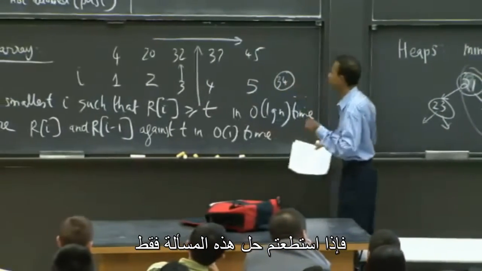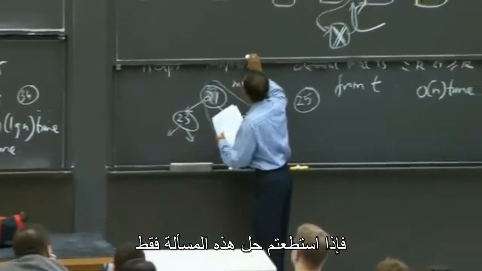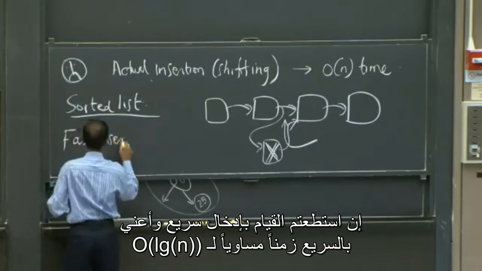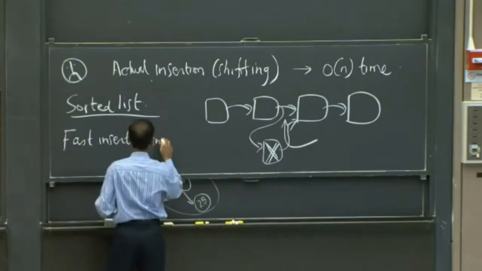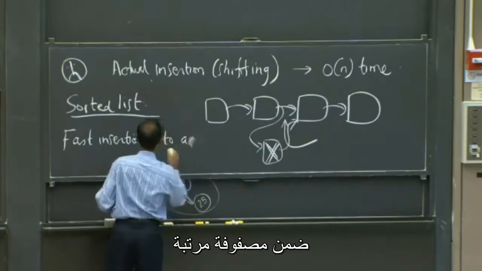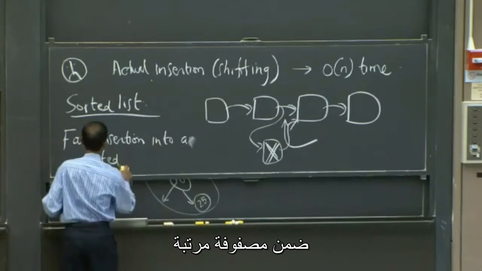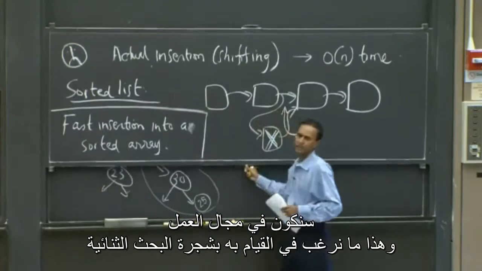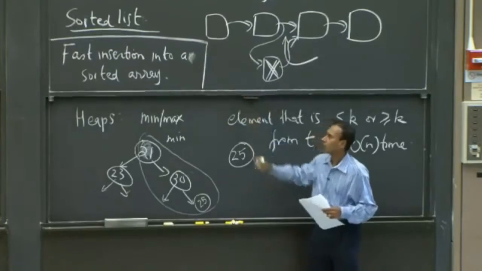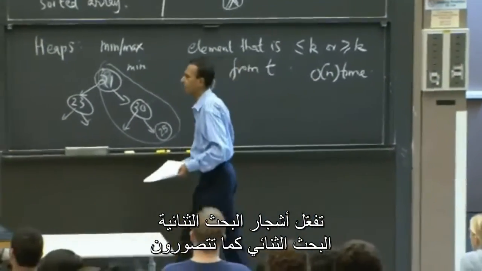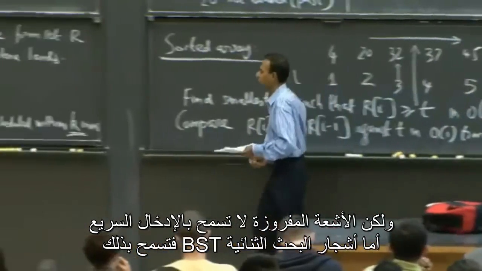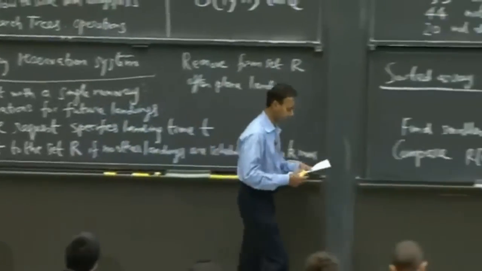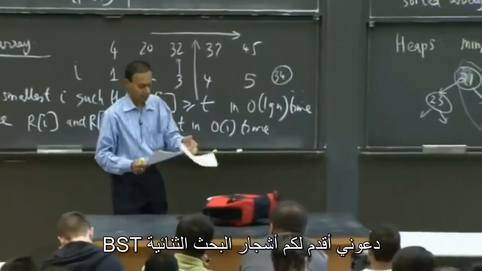And so if you could just solve this problem, if you could do fast insertion, and by fast I mean order log n time, into a sorted array, we'd be in business. So that's what we'd like to do with binary search trees. Binary search trees, as you can imagine, enable binary search, but sorted arrays don't allow fast insertion, but BSTs do. So let me introduce BSTs.